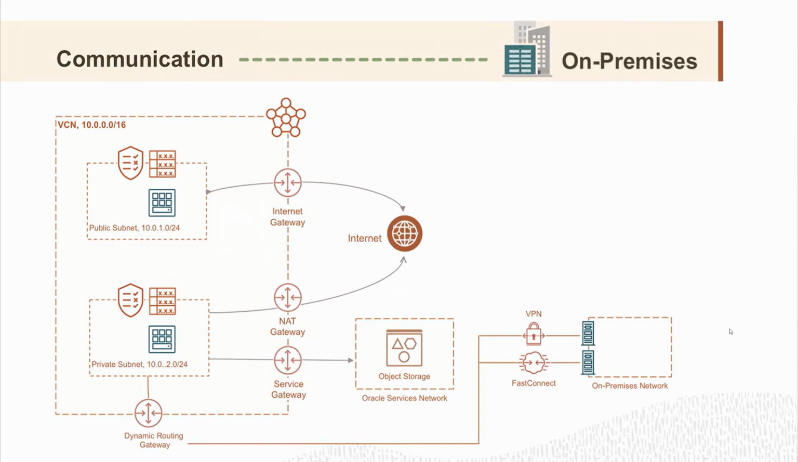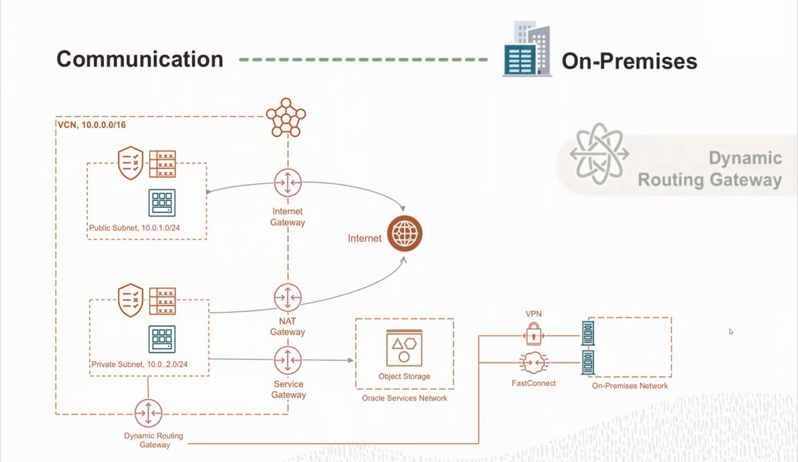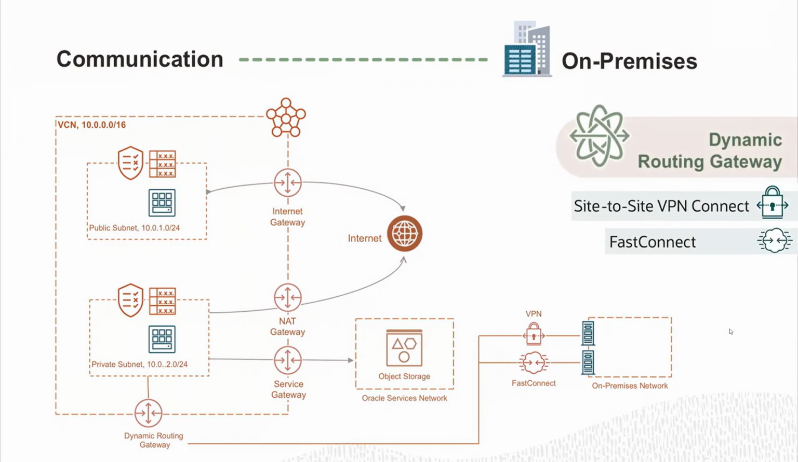And then the other construct is called dynamic routing gateway. This is a virtual router that provides a path for private traffic between your VCN and destinations other than the internet. So what can these destinations be? Well, this can be your on-premises environments.